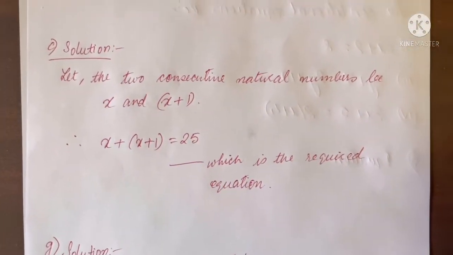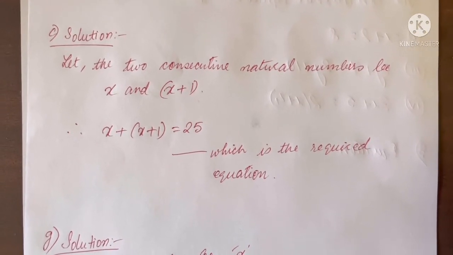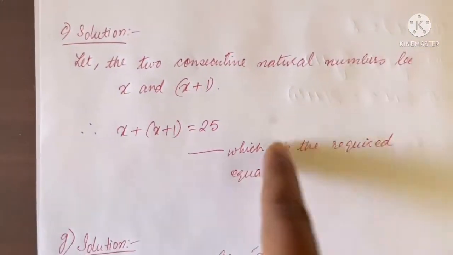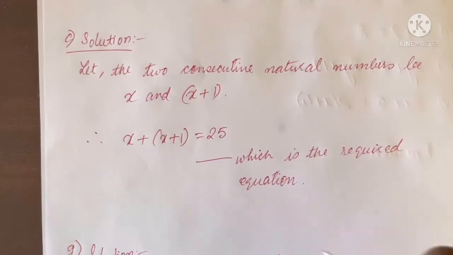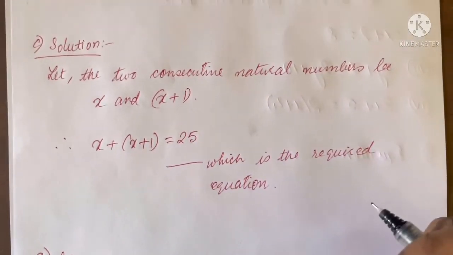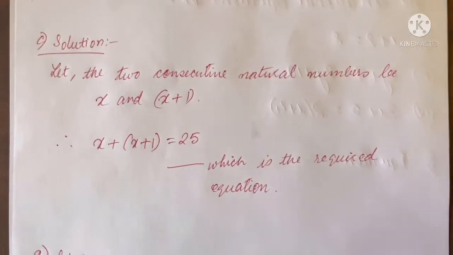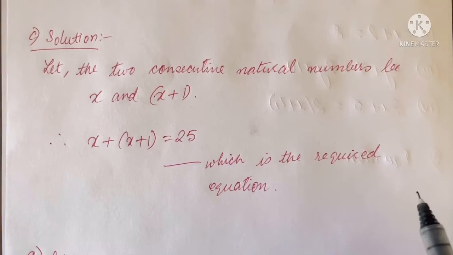We are doing part C. Here it has been said that the sum of two consecutive natural numbers is 25. Now two consecutive means one number after the other. Two consecutive numbers are 5 and 6, 20 and 21, 75, 76. These are consecutive numbers. So we have to select two consecutive numbers whose sum is 25.